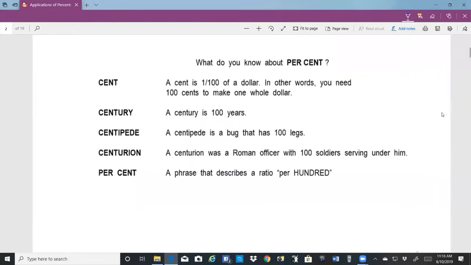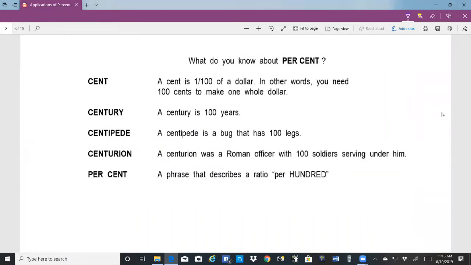What do you know about percent? The base word is cent. A cent, as you know, is a 1/100th of a dollar. In other words, you need 100 cents to make one whole dollar. Certainly you've heard of century, which is 100 years.